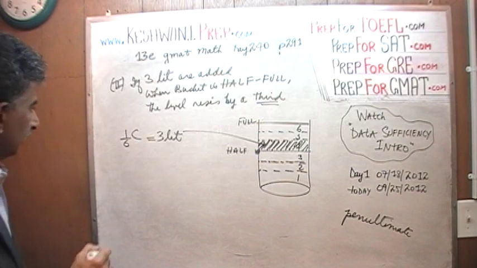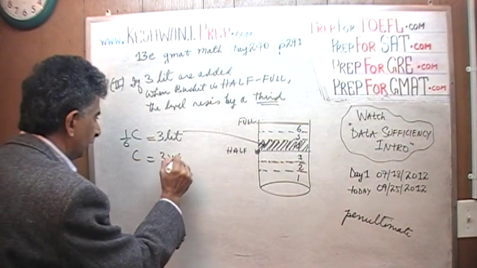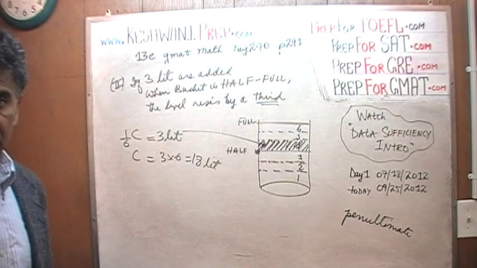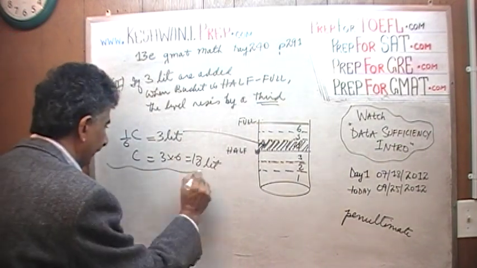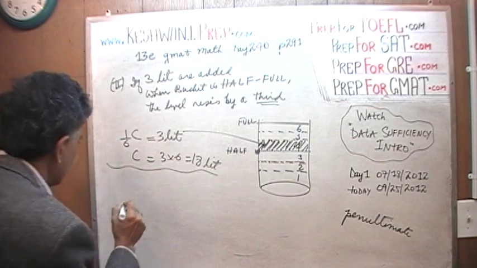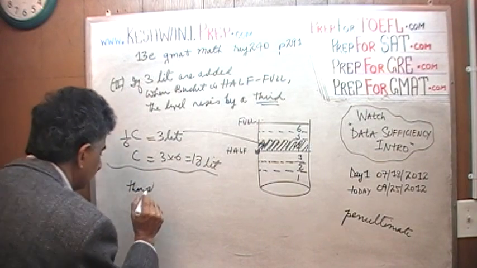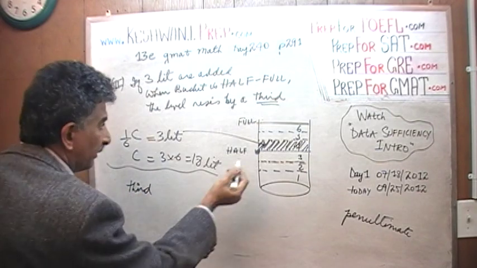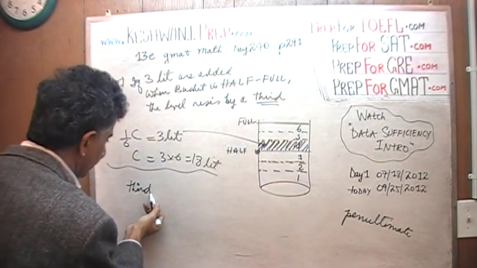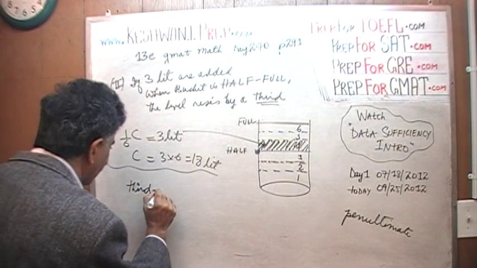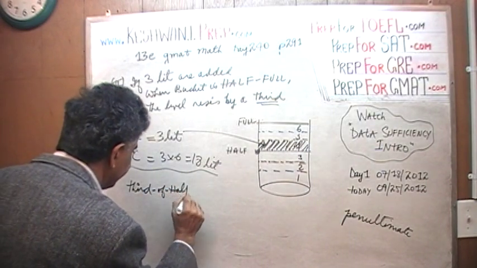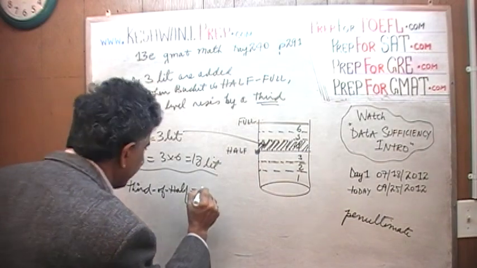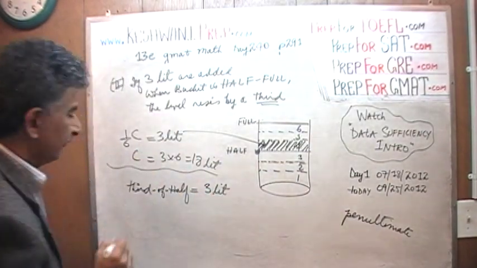That's all, we are done. Capacity is 3 times 6 or 18 liters. Voila. You could do it like this, like we just did, or you could do it in a fancier way and make a note here that we are told that it rises by a third of the original level. Therefore, a third of half equals 3 liters, which is the exact same thing we did here.